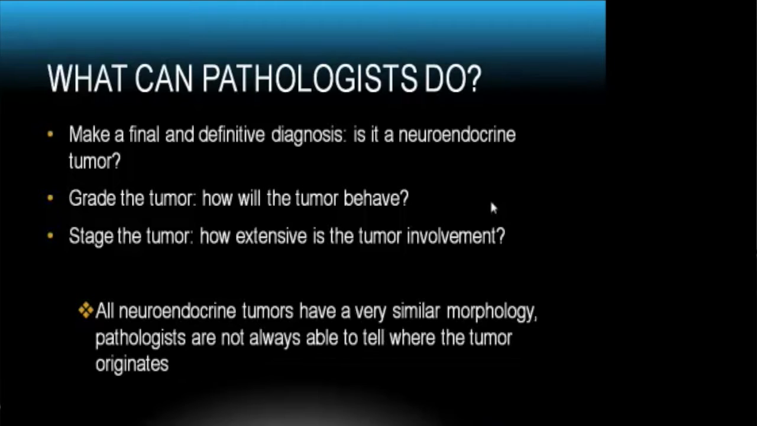However, a pathologist has a very, very limited role in telling you where the tumor is from if a person presents with metastatic disease. As Dr. Warner mentioned earlier, all neuroendocrine tumors have very similar morphology. You cannot tell them apart.